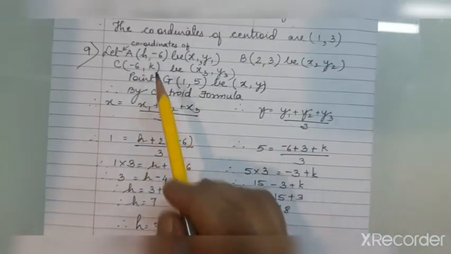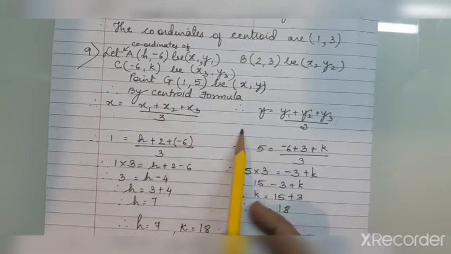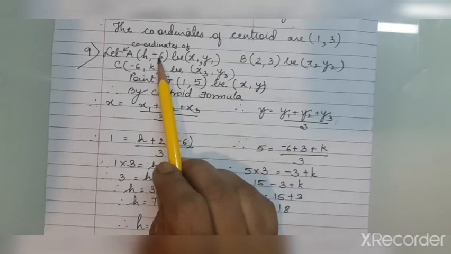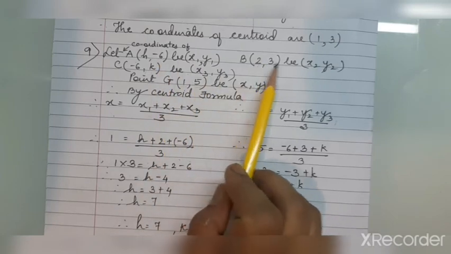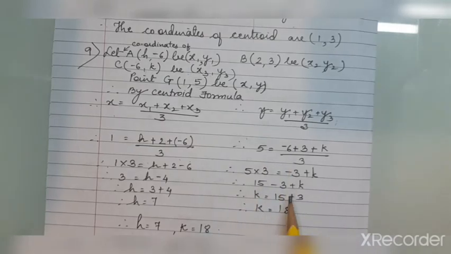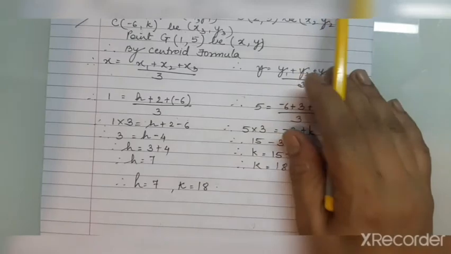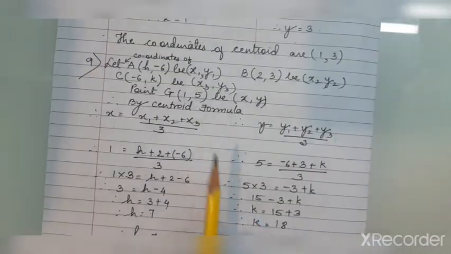Same way for y, y1 plus y2 plus y3 upon 3. So y is 5, 5 equals (minus 6 plus 3 plus k) upon 3. So again, this is a simple calculation. You will get h and k. So these 8th and 9th sums are for homework. The 9th I have shown you how it is done.